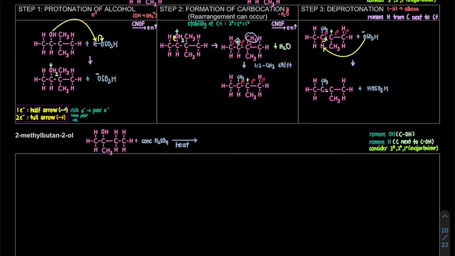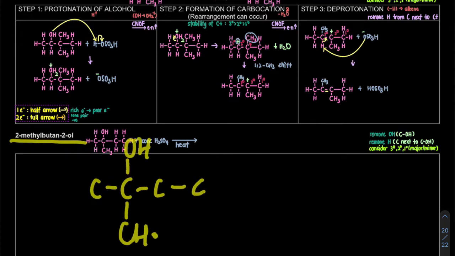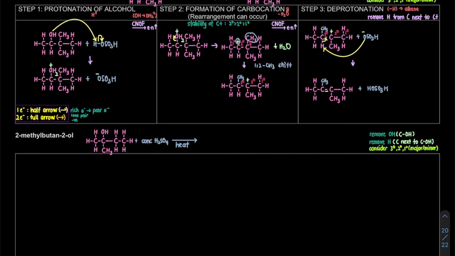Okay, so the last mechanism that we're going to look at for the dehydration of alcohol is the reaction of 2-methyl butan-2-ol. So 1, 2, 3, 4. On the same carbon we have our OH, and on the same carbon we have our CH3. Okay, so let's look here based upon the reaction equation first.